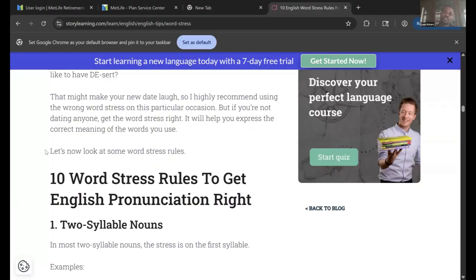10 word stress rules to get English pronunciation right.